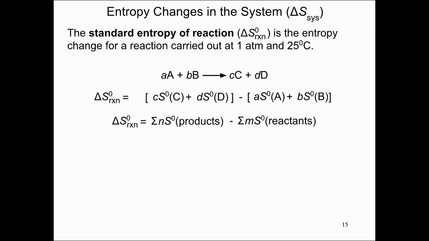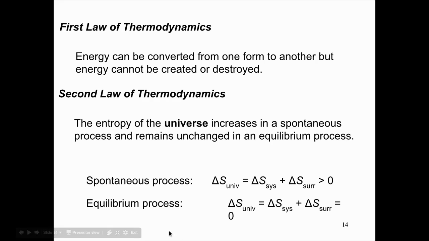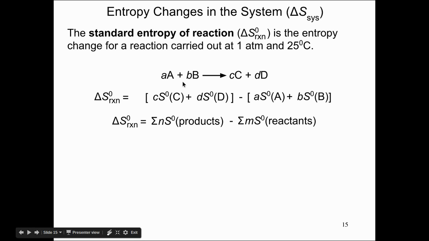Okay, so to calculate the change in entropy for the universe, we need to know the change in entropy for the system and the surroundings. Let's start by focusing on the system itself, or typically the reacting species. Now we're going to represent those reacting species using the letters A, B, C, and D, and their coefficients with the lowercase values of those same letters.